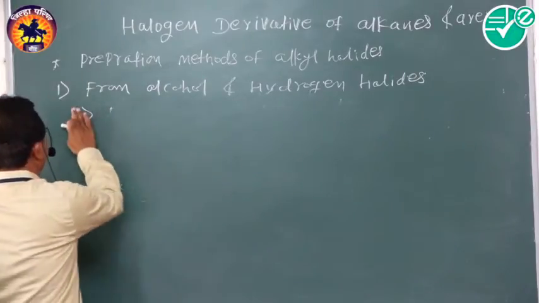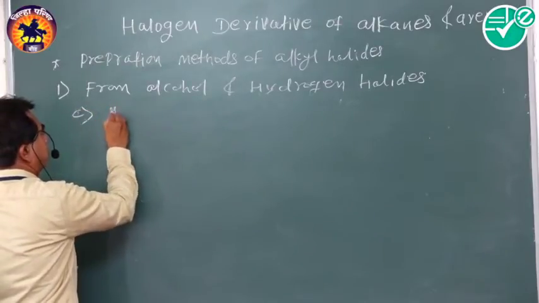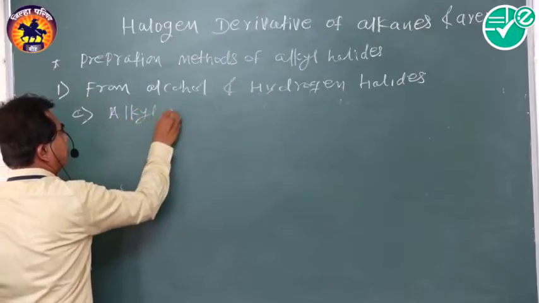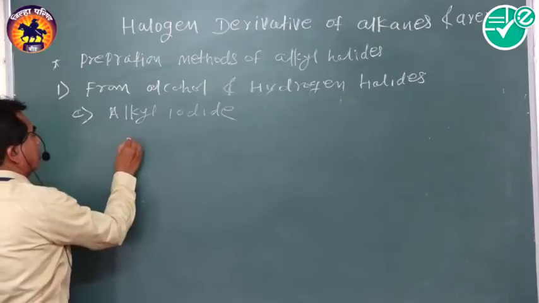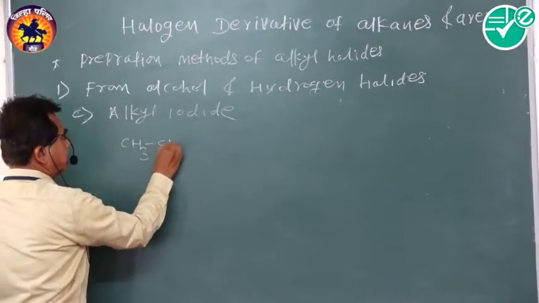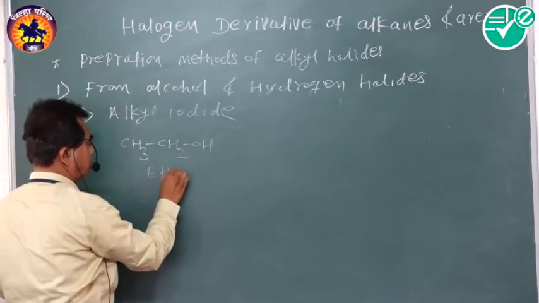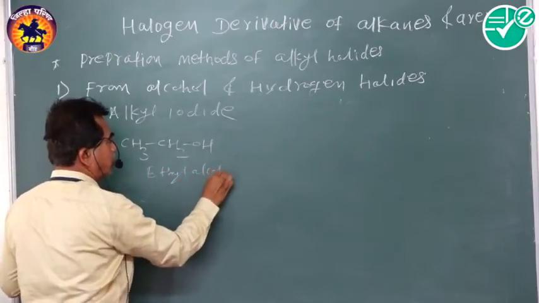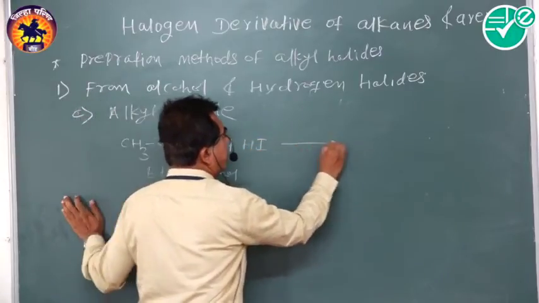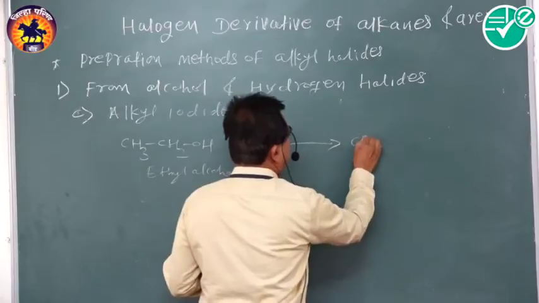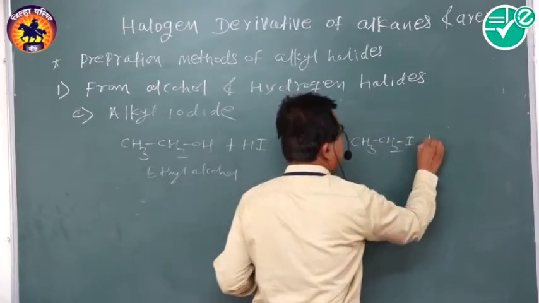Similarly, we also prepare alkyl iodide. In this case, a simple method, that is ethyl alcohol reacts with hydroiodic acid and it gives ethyl iodide plus a water molecule.